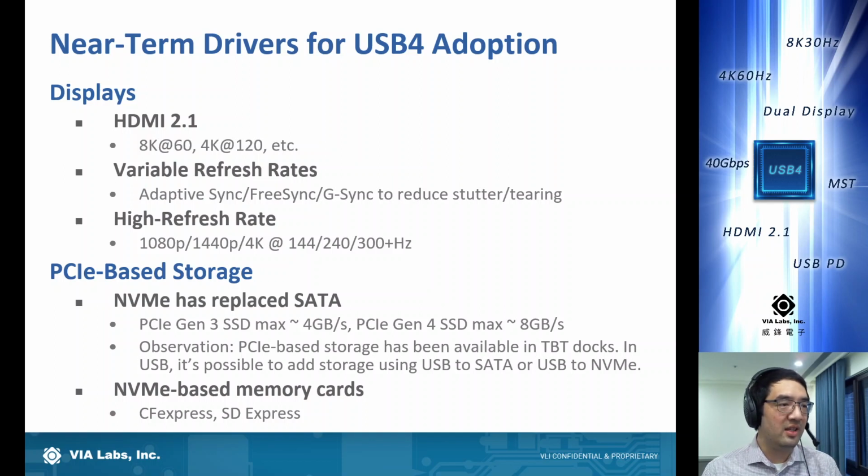So what about the functions that we can use USB 4 to drive? A big one, of course, is going to be display. HDMI 2.1 right now seems to be a pretty hot thing. That allows us to do 8K video outs and also some high refresh rate, maybe 4K 120, for example.